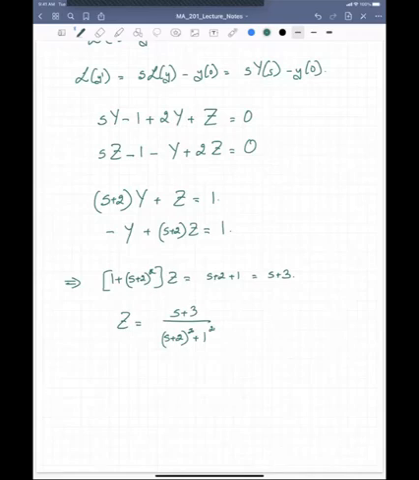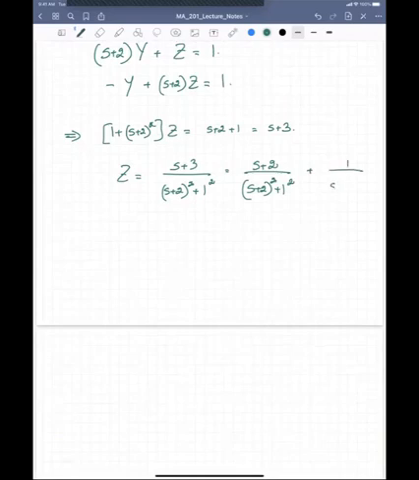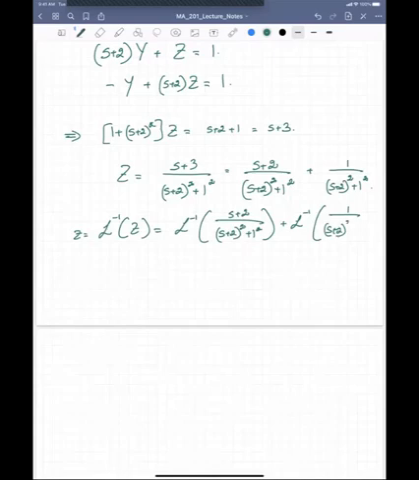This is where your knowledge of Laplace transforms should come into the picture. How would you quickly understand what little z is? Well, I will write this as s plus 2 divided by s plus 2 squared plus 1 squared, plus 1 divided by s plus 2 squared plus 1 squared. So little z, which is the inverse Laplace transform of capital Z, is the inverse Laplace transform of s plus 2 over s plus 2 squared plus 1 squared, plus the inverse Laplace transform of 1 over s plus 2 squared plus 1 squared.